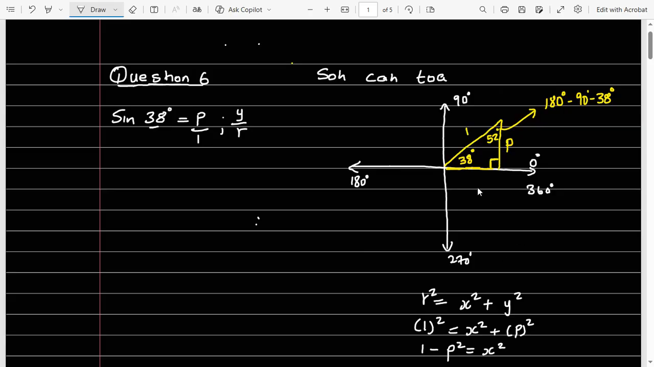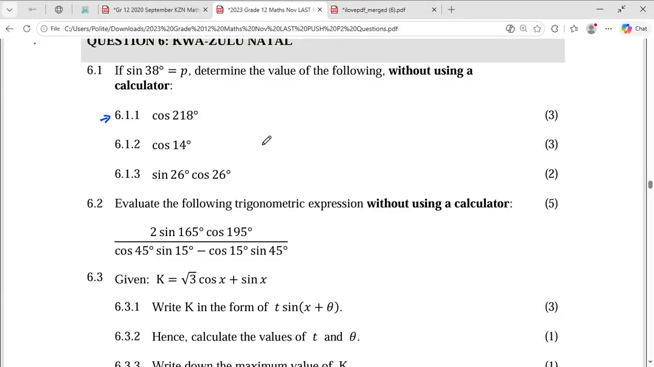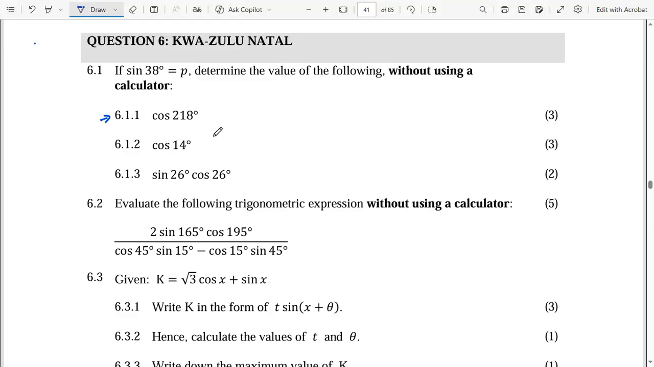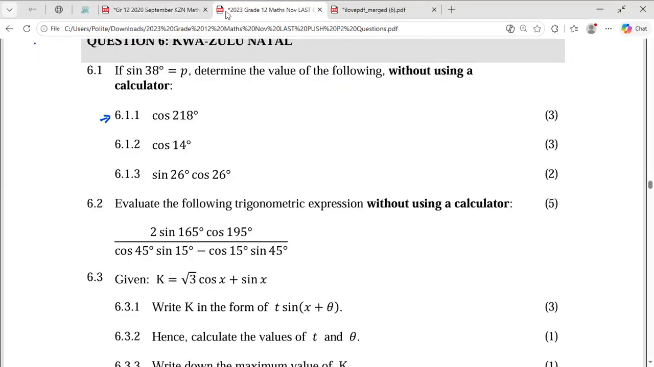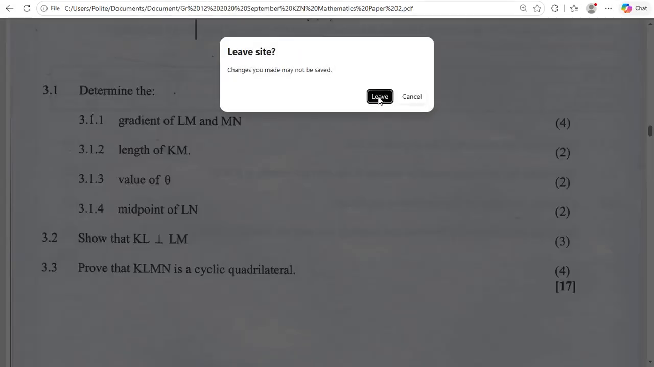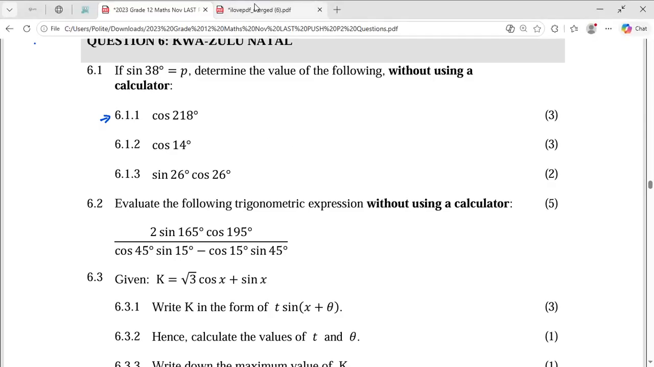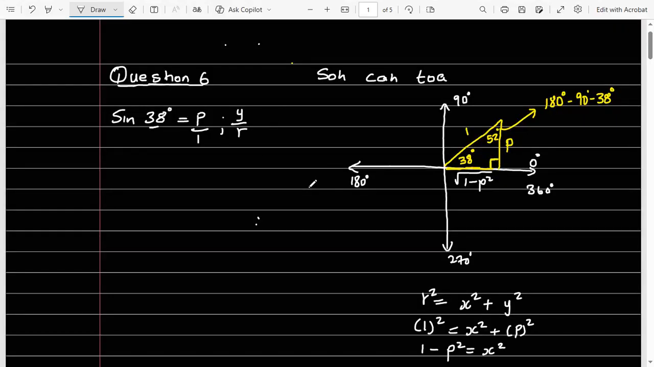First thing first, make sure that you have all the sides. This is 1 minus p squared. All the sides of that triangle, you need to know all the sides. Right. Now let's go and answer the first question. The first question says they want us to find the cos 218. Okay, the cos 218. So now, let me just close that because it's going to disturb us. Okay, so to answer this 6.1.1.